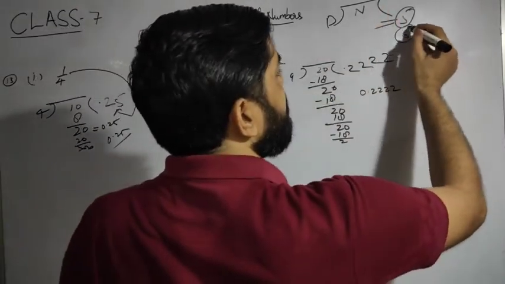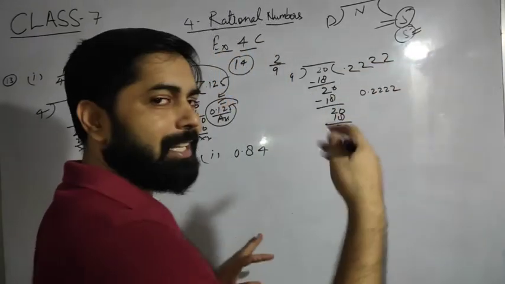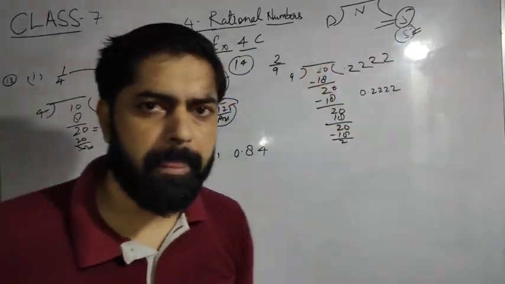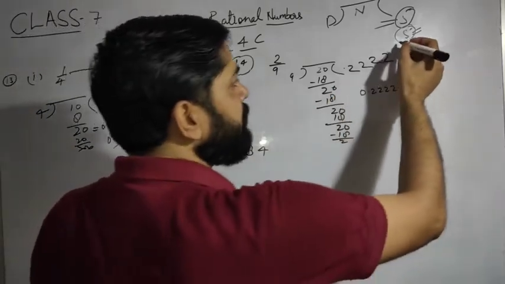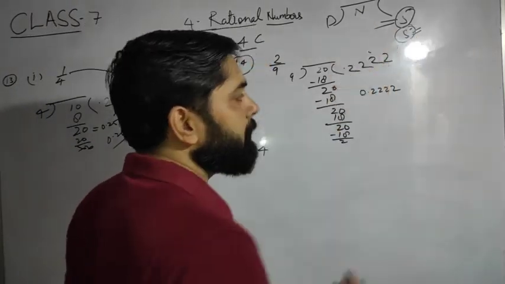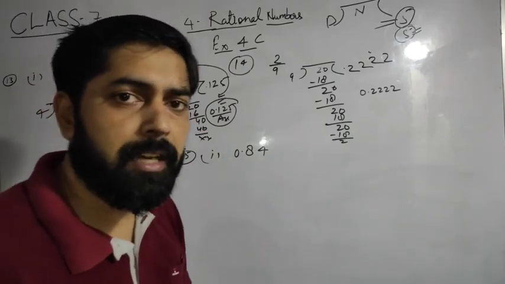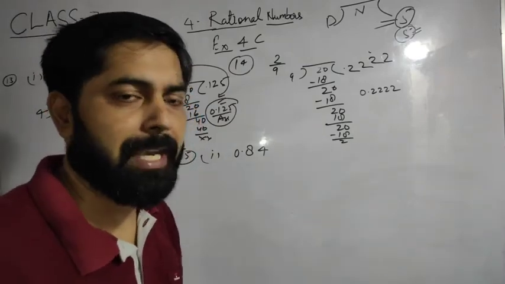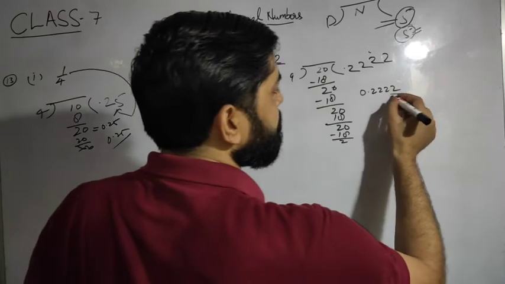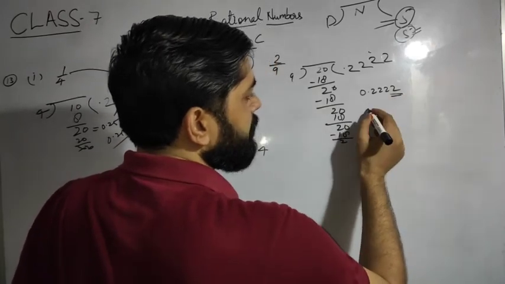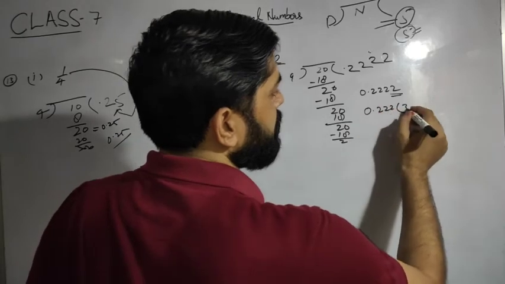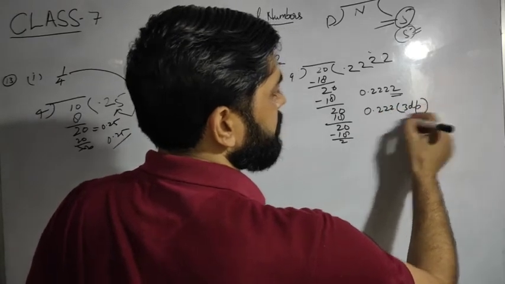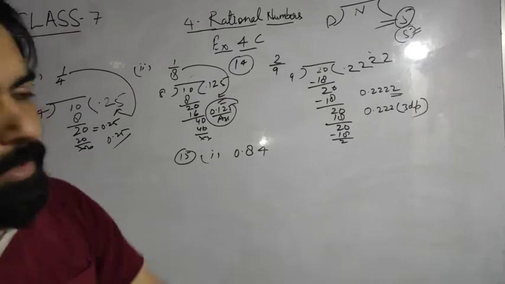But in case the 4th digit is more than 5, then we add one number to the previous, meaning the 3rd digit. We will add 1 number to the 3rd digit. But here 2 is less than 5, so the answer will be 0.222 up to 3 decimal places, 3 decimal places.